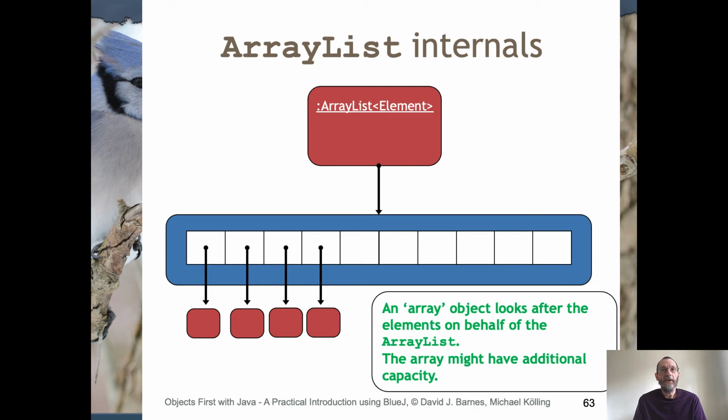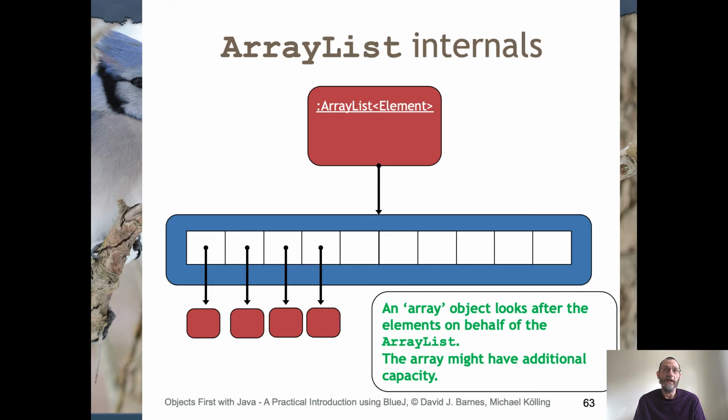However, we note that the array itself might actually have space for additional objects to be included, but those slots are not yet occupied. And that's an important feature of the way that the ArrayList class is implemented. So an ArrayList, when it's created, actually internally creates an array with some capacity, and then as we add objects to the ArrayList, those objects are added into consecutive locations in the array until that array fills up.